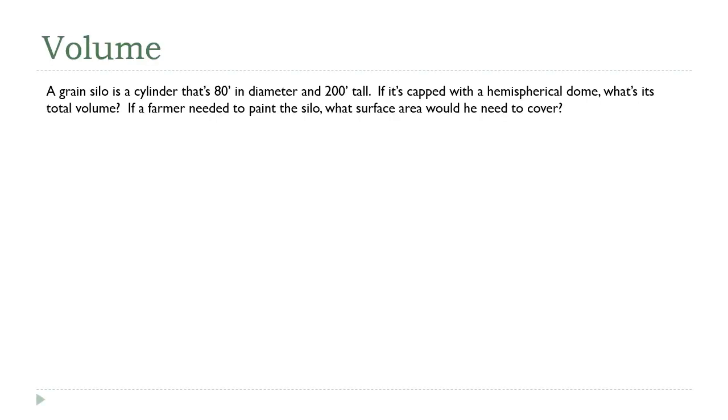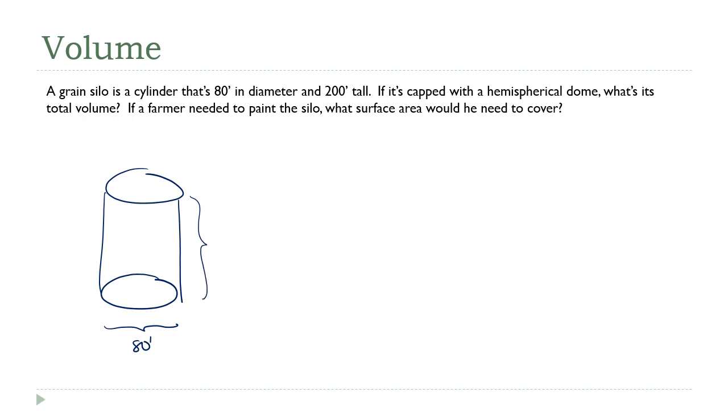Anytime I have a question that involves a physical object, like the silo in this one, I always like to start by drawing a picture. So first, I know I have a cylinder. A cylinder has two circular bases. Looks like this. And the diameter is 80 feet, and the height is 200 feet. And it's capped with a hemisphere. So there's a hemispherical dome here on top.